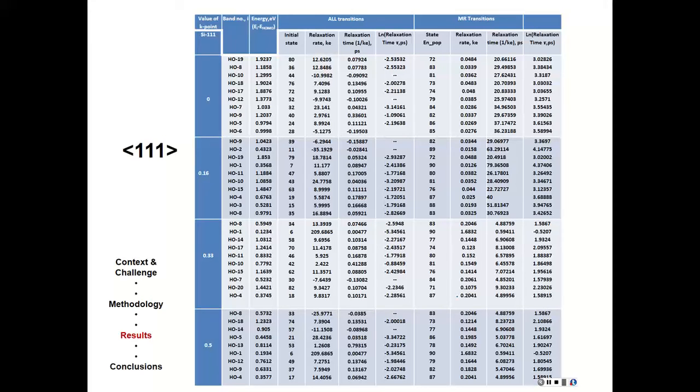I don't see such a big value for the relaxation rate so far, and negative values I don't see either. This is the first time I saw it for 111, so probably there is some bug in the code or in the arrangement of those states.